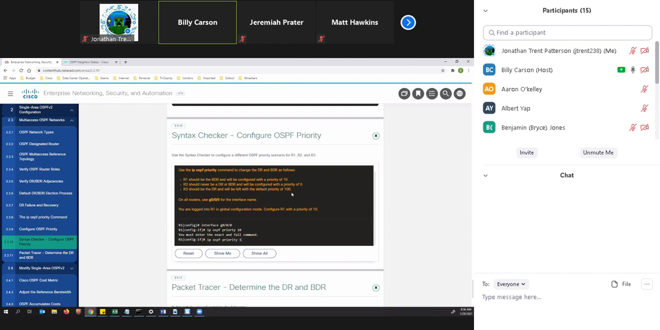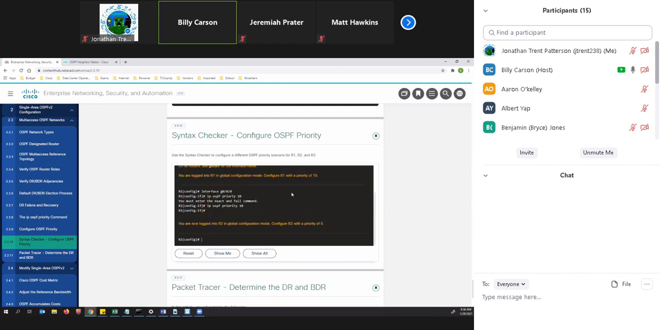That's right, isn't it? Okay, there it is. So we got that set. We got this first step set right here. Now the next thing we want to set up is a priority of 0 in router 2. So he's not going to participate. He's not going to be a DR or a BDR.